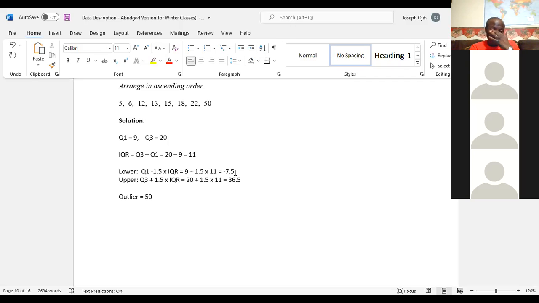Professor, how about the lower interval? Lower interval is negative 7.5, and there's no number here that is below that. So there's none on the lower end. On the upper end, is there a number bigger than 36.5? Yes, it's 50, and 50 becomes the outlier. So an outlier is a number that is outside the interval, either lower than the lower interval or higher than the upper interval. Okay.